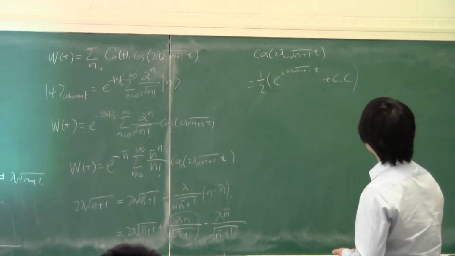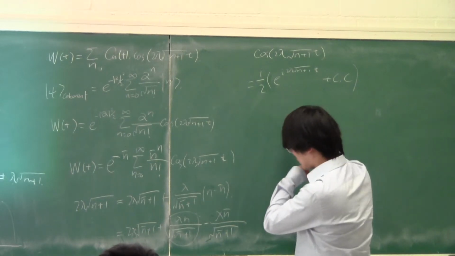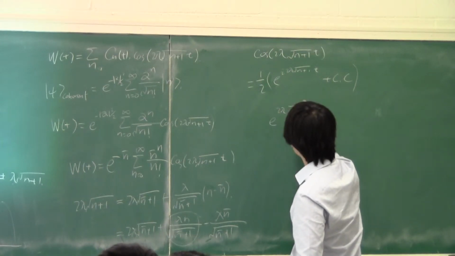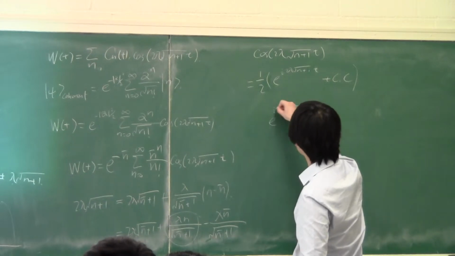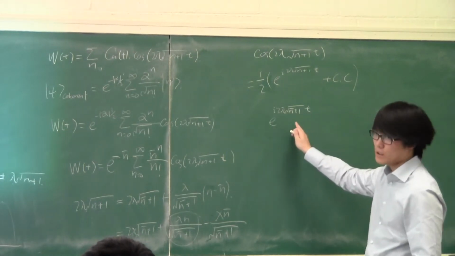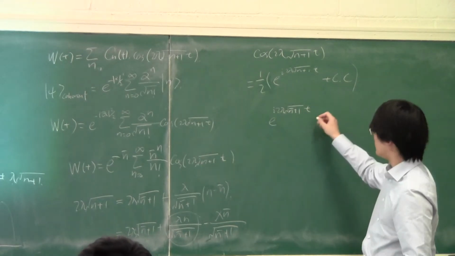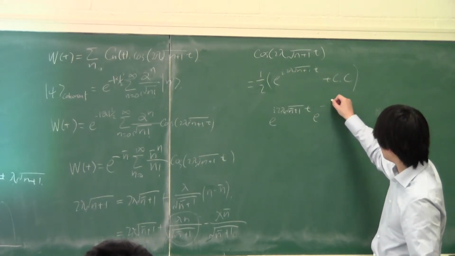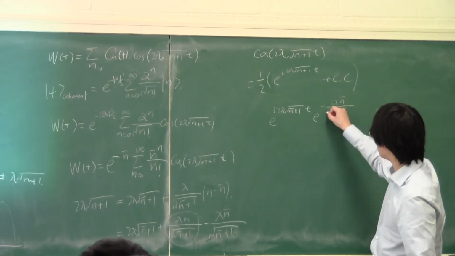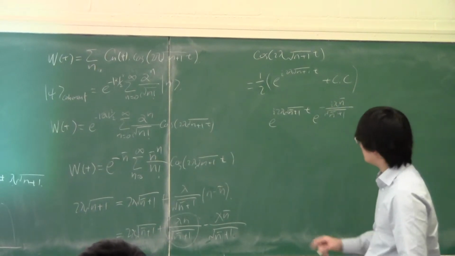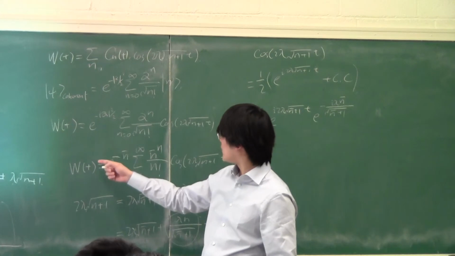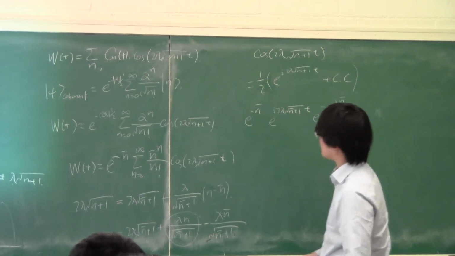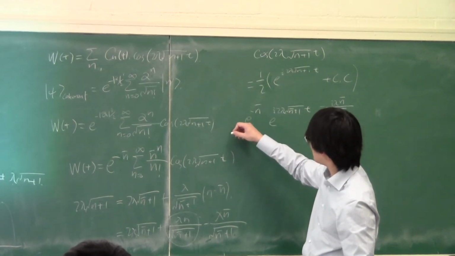And that turns into something like, we get e to the 2 lambda square root of n bar plus 1 t. This can be taken out of the summation, right? Also, this term can be taken out of the summation. So you have e to the minus I lambda n bar square root of n bar plus 1. And if I were to work with the summation, I have this over here. So let's attach that factor, e to the minus n bar. And there's a 1/2.